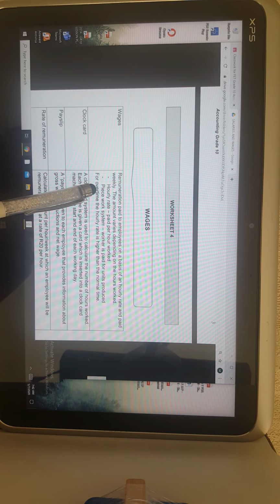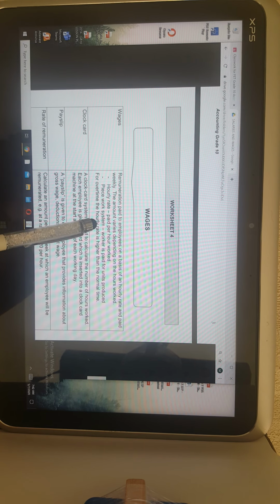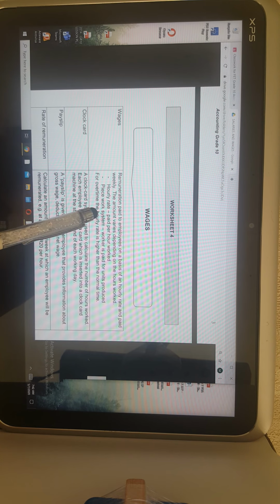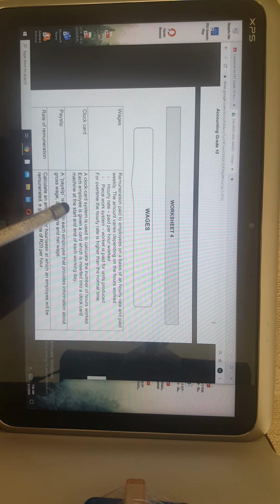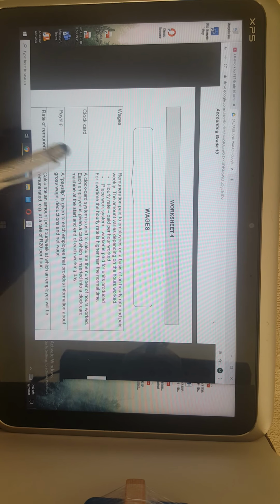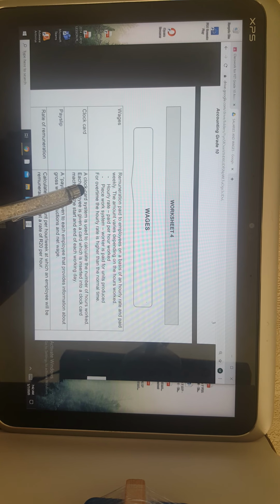So we discussed that the hourly rate is paid per hour worked. So what it means is you're not receiving a monthly amount like a salary. They come in and they work for you, and then you pay them per hour. That's the difference with the wage.